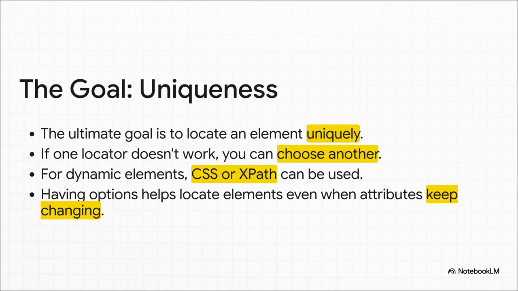So the whole point, the big takeaway, is that this variety gives you flexibility. It gives you a toolkit. Your goal is always, always to find a locator that is both unique and stable, something that isn't going to change. So if that ID is dynamic, you pivot. You try a stable class name instead. If nothing basic works, that's when you roll up your sleeves and build a custom CSS selector. Having these options is what makes your automation tough and reliable.